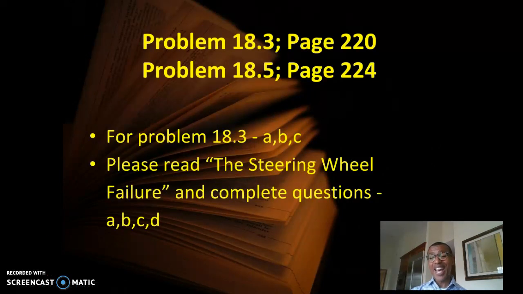So what we're going to do next is have you please get your textbook. Remember to bring those to class each and every day. And I'm going to have you do really two short problems today. And this should be done by the end of the class period. You're going to go to page number 220 and you're going to do problem 18.3, which includes questions A, B, and C. And then you're going to go to page 224 and do problem 18.5, which is A, B, C, D. And all the instructions are there. There's also a document on Google Classroom for you to complete the problems and turn it in for a grade. Remember to bring your textbook to class each day.